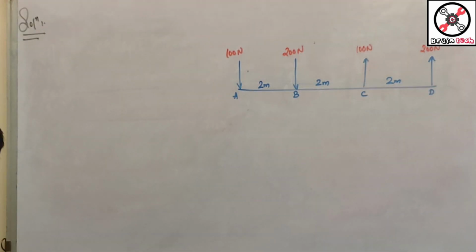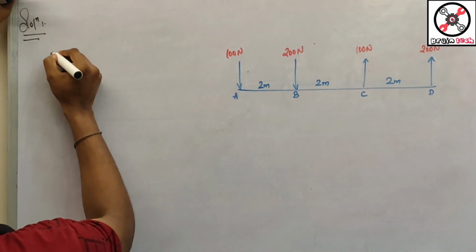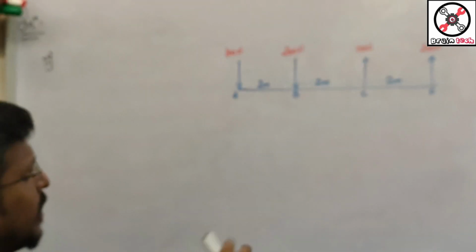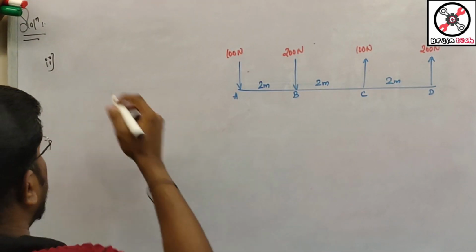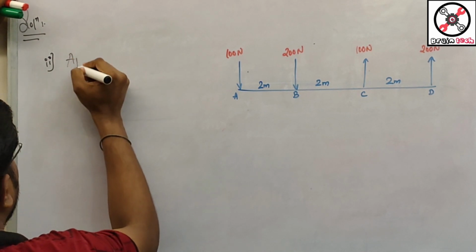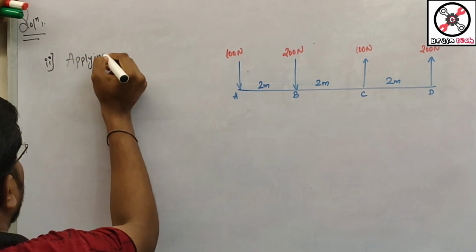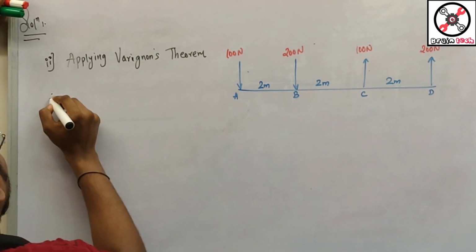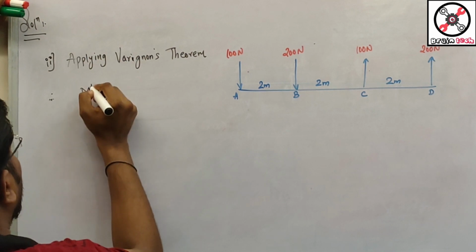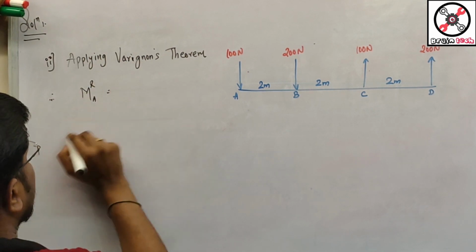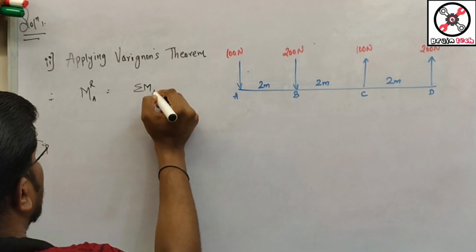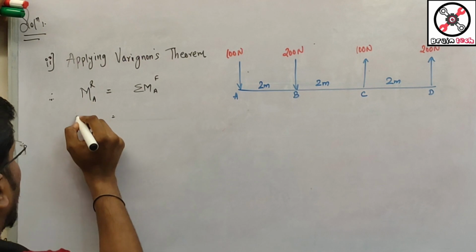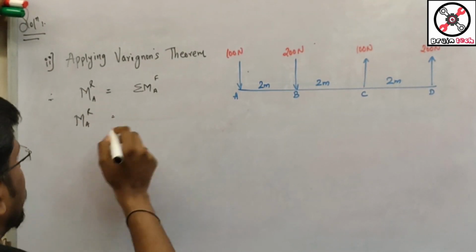Now we'll apply Varignon's theorem. In this case, we'll not even show the value of the resultant R in the diagram because we know that it is 0, so there is no need to show it. Straight away we'll write, applying Varignon's theorem, we know that the moment of the resultant about A is equal to the sum of all moments about A for all the remaining forces. So I'll directly get the resultant moment.